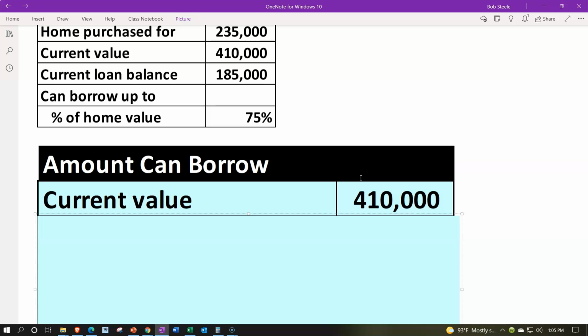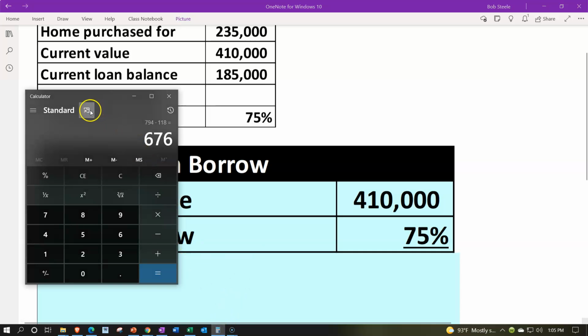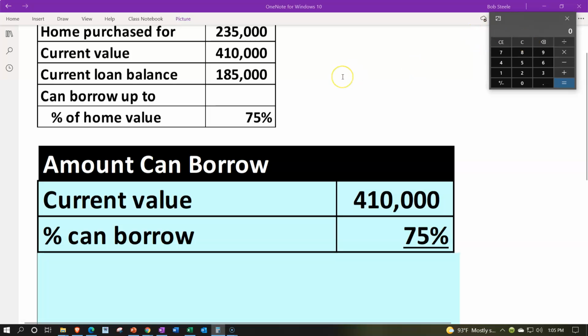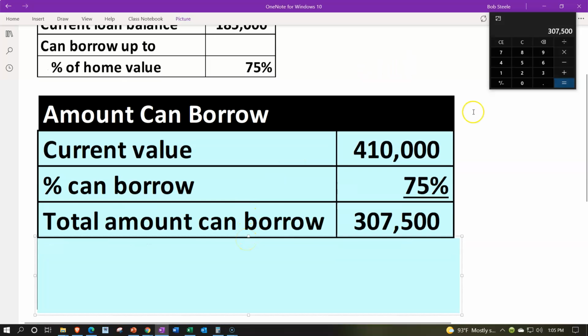Okay, so how much more could we get? Well, if we have the 410 and the bank agrees with us that that's going to be the current value of the home that we have an appraisal for, and we're going to take 75% of that, pulling out the trusty calculator, 410,000 times 0.75 is going to give us 307 total amount of the loans that we can have against the home, using the home as collateral then.